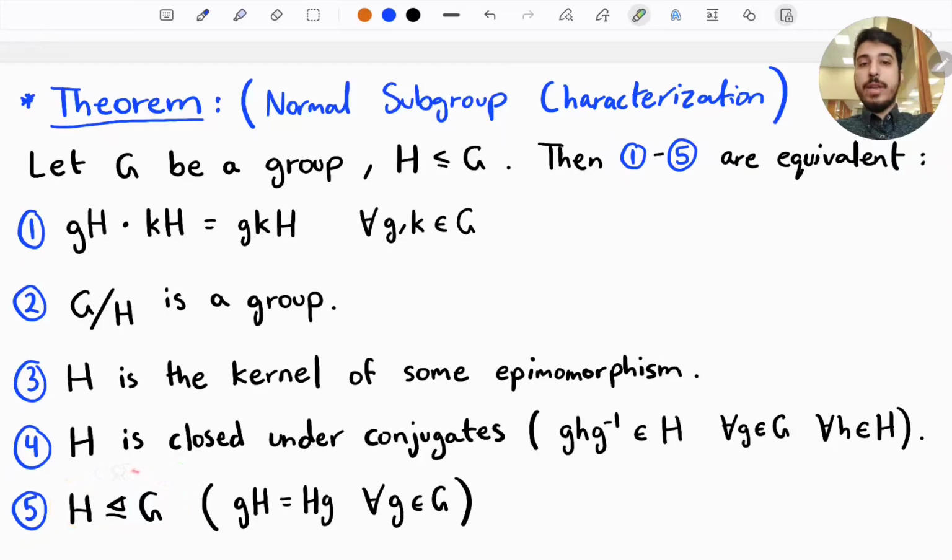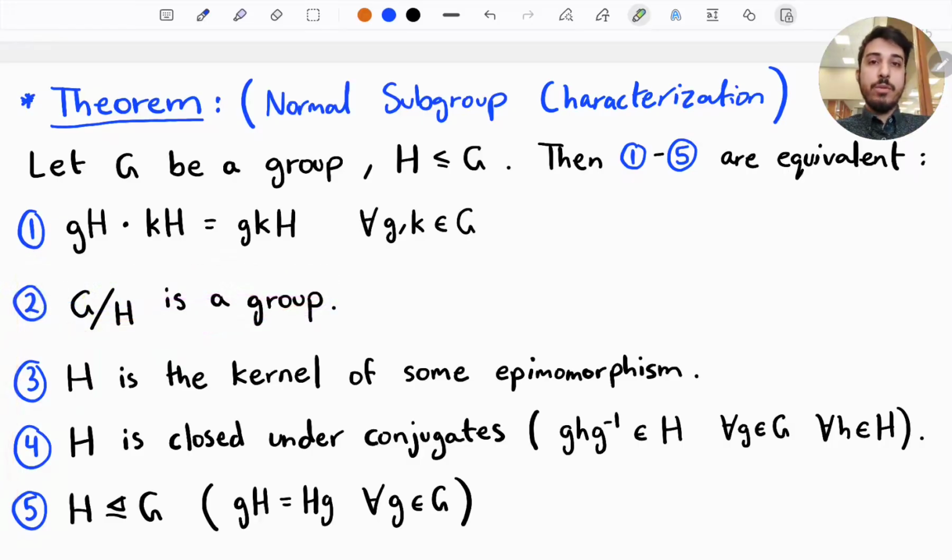The reason I put it over here is because the proof of this theorem, which will not be done in this video, by the way, it will be done in the next video, will be done in this order: 1, 2, 3, 4, 5, and then 5 goes to 1. However, I will be explaining it in another order, just for it to make more sense. So, if H is a normal subgroup of G, we know by definition that the left and right cosets for all g in G are equal. So, 5 would give us that G/H is a group.